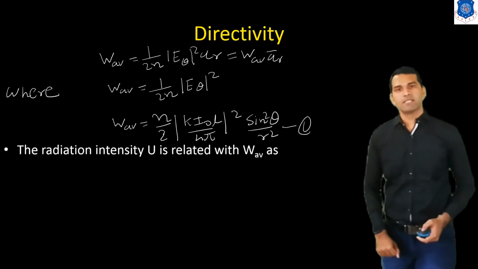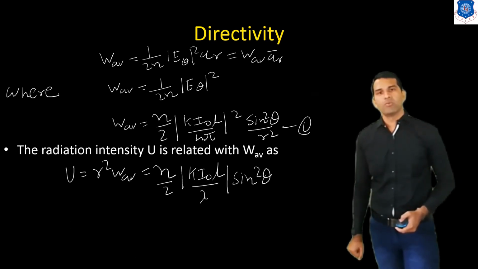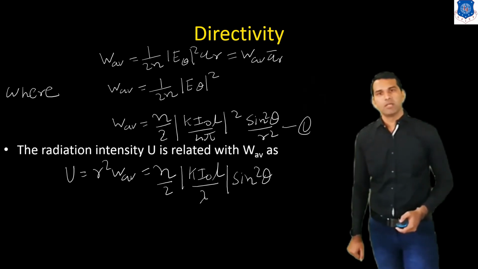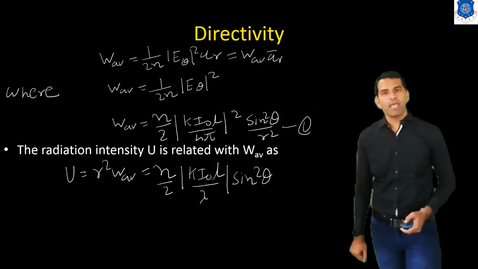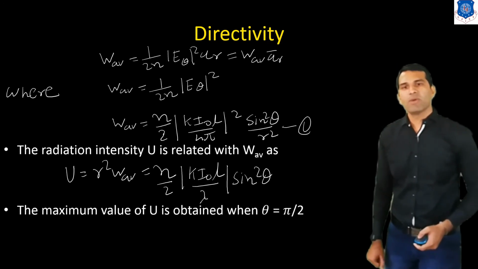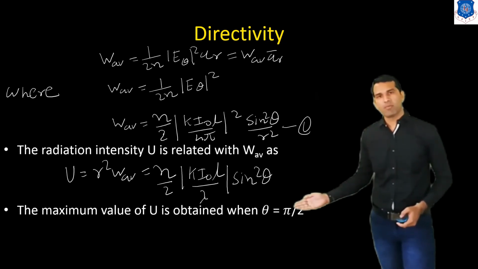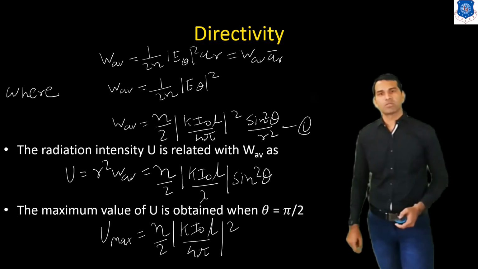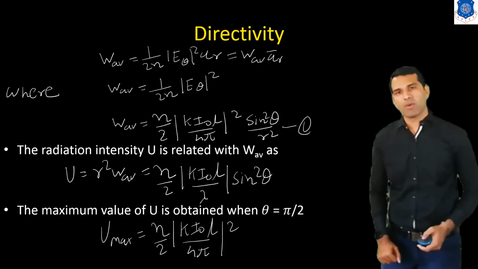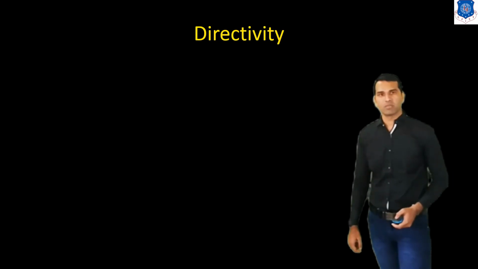The radiation intensity U is related to W average. So we can write U is equal to R square into W average, which is equal to eta by 2 (K I0 L upon 4 pi) square sin square theta. The maximum value of U is obtained when theta is equal to pi by 2. So we substitute pi by 2 instead of theta, and we get U max is equal to eta by 2 (K I0 L upon 4 pi) square. So this is the equation for the maximum intensity, U maximum.